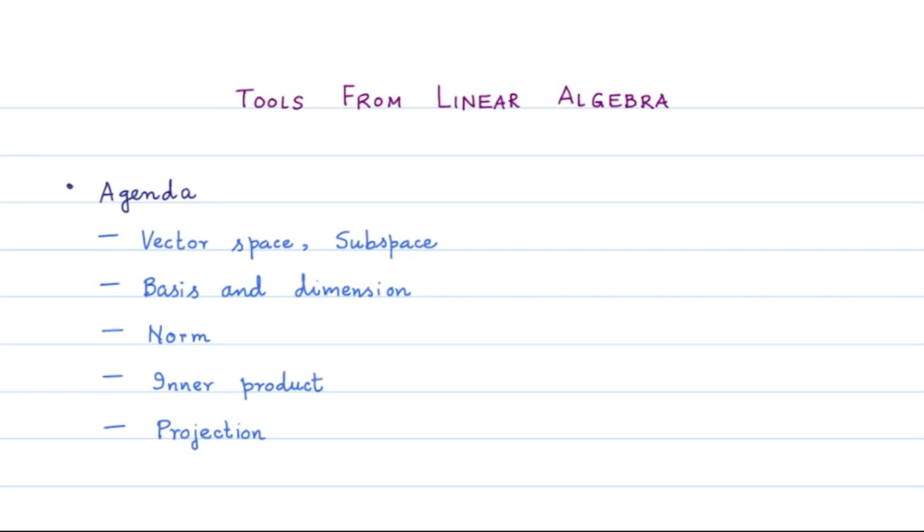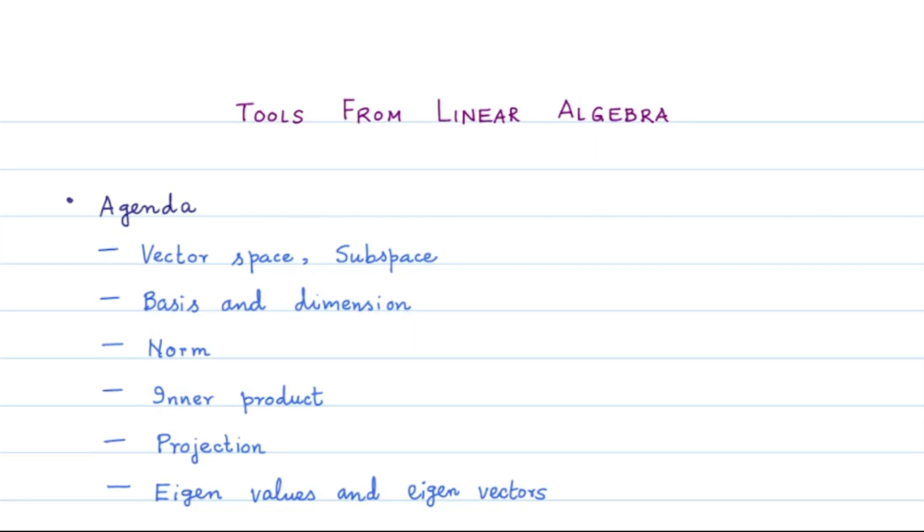Thereafter, the notions of norm and inner product will be discussed. Norm is a generalization of the length or magnitude of a vector. Inner product is a generalization of dot product of two vectors. Next, we will discuss the concept of Euclidean projection of a given vector on a given particular subset of the n-dimensional Euclidean space Rn. Finally, we will discuss the concepts of eigenvalues and eigenvectors of square matrices with real entries.